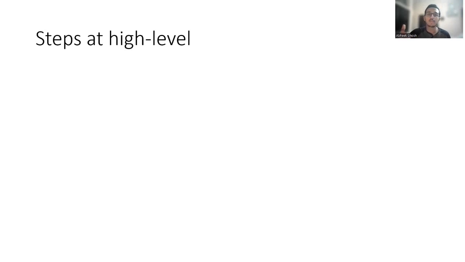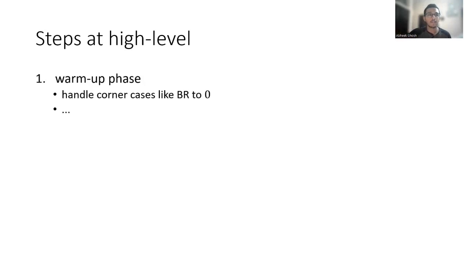Let us look at the steps in the proof at a very high level. First, we have analysis of a warm-up phase. This part of the analysis is to handle corner cases like best response to zero and some other similar corner cases. Then the second part of the analysis is to prove that the potential function f very rapidly converges to zero, which we'll discuss further in the next few slides.